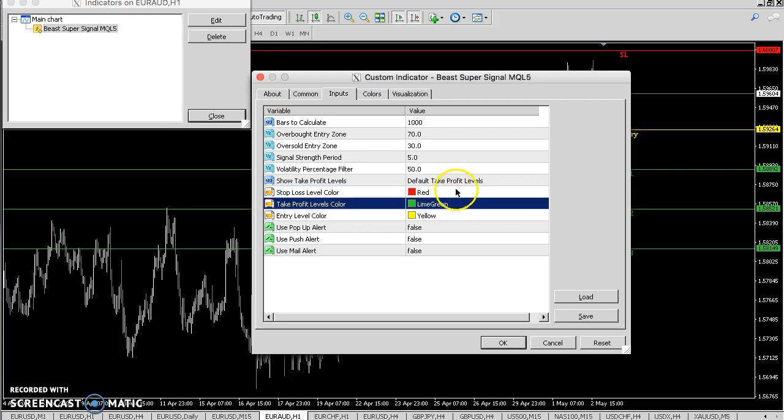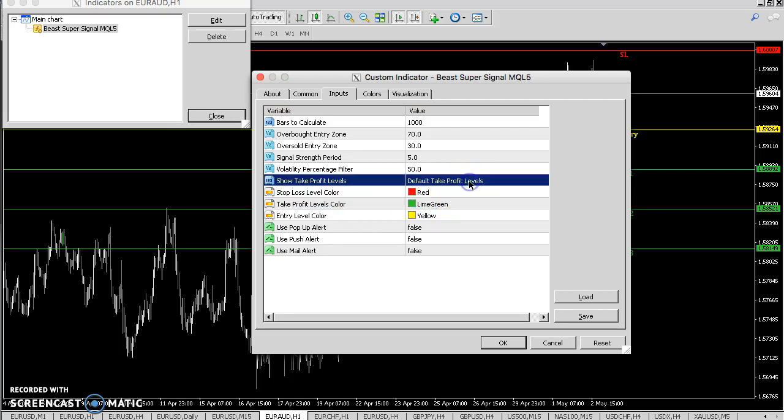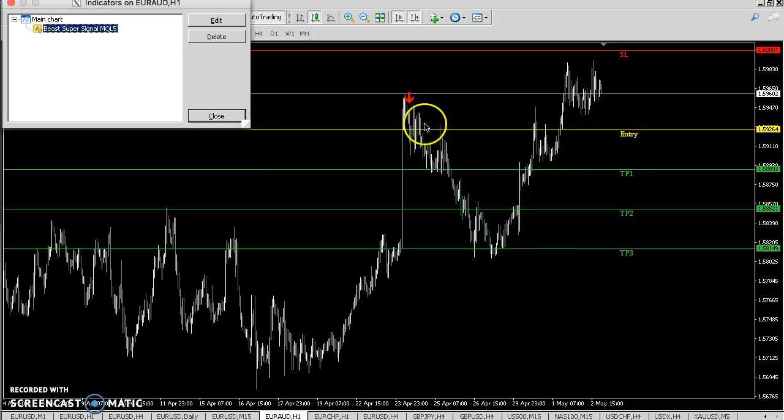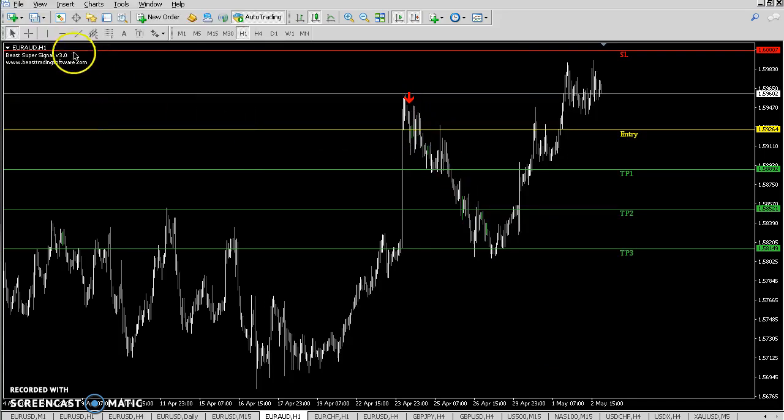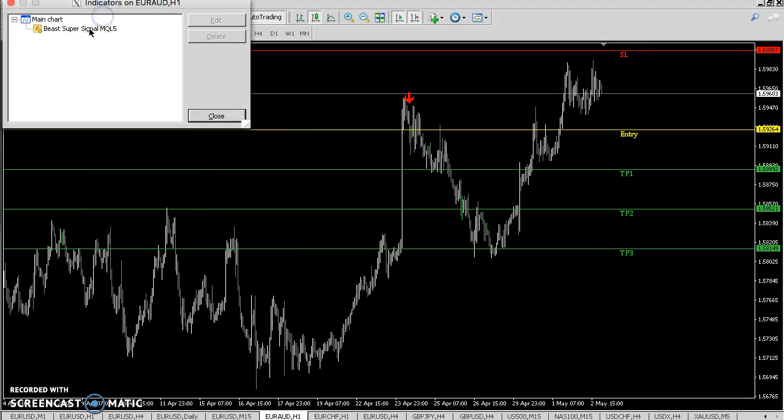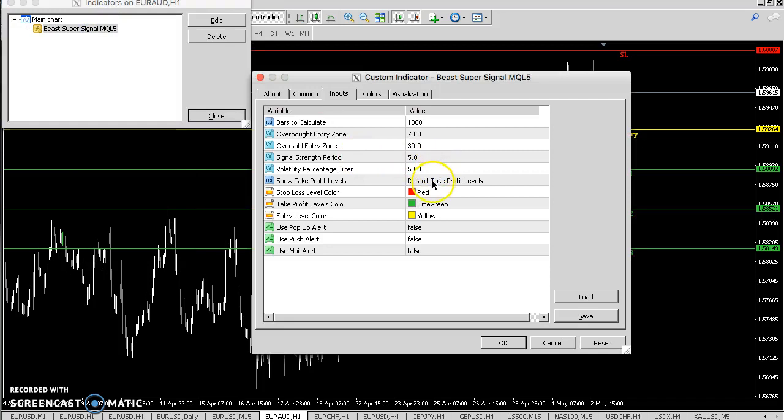Now, one thing I do want to show you, the default take profit levels are calculated using an average daily range volatility, which is what you will see here. So these take profit levels are calculated using an average daily volatility as well as the stop loss. But we do have a second option I'm going to show you, where you can have no levels on the chart. So if you only want to show the arrows, you can just set no take profit levels.